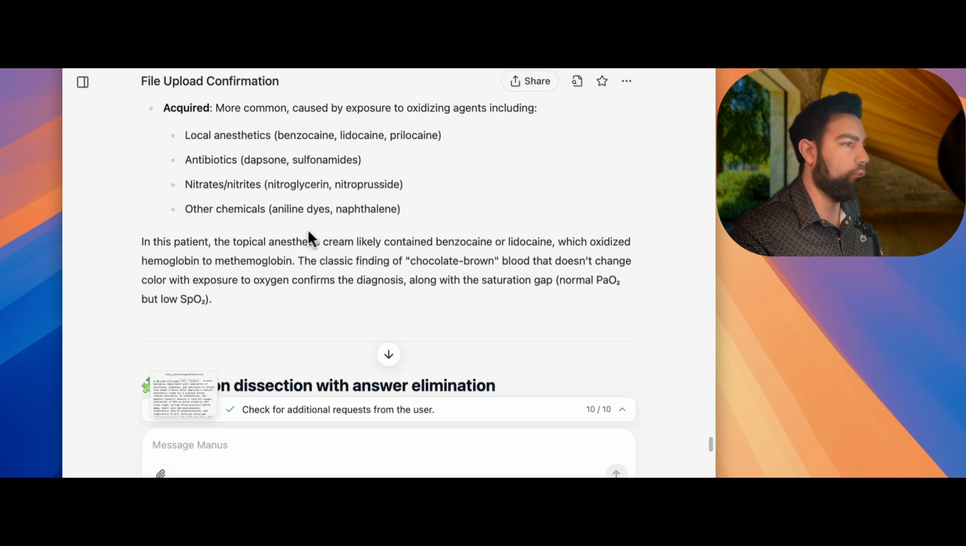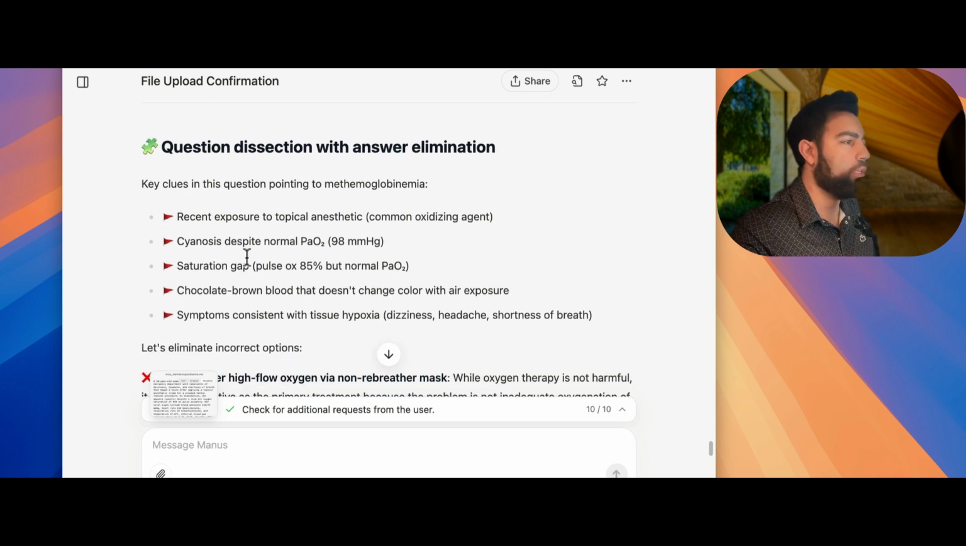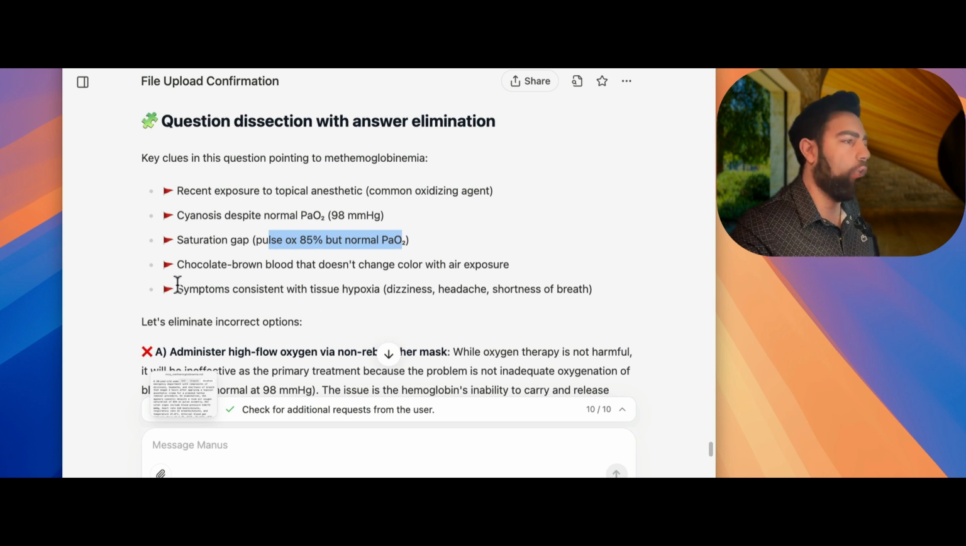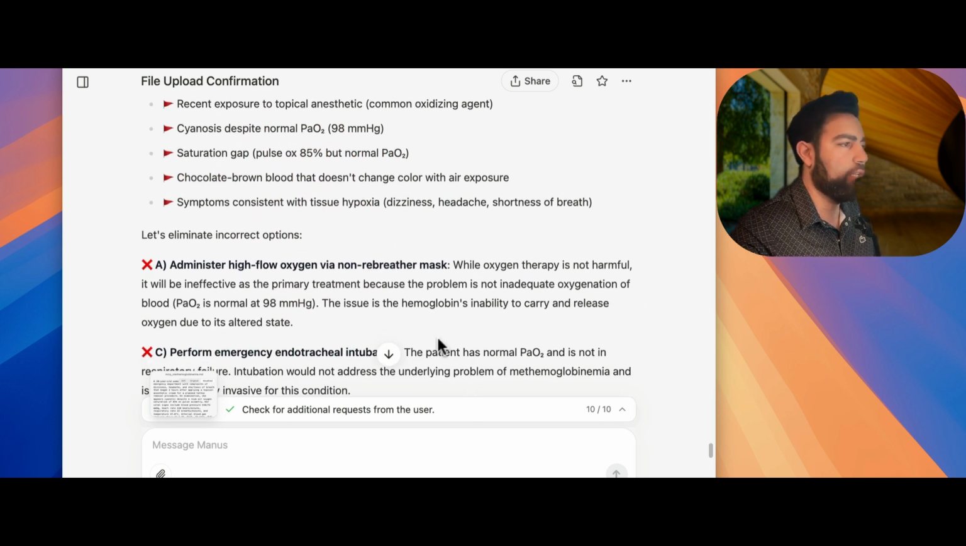So this patient was using a topical anesthetic cream, which likely had benzocaine or lidocaine, and oxidized the hemoglobin to methemoglobin, causing the chocolate brown blood. The key clues were the exposure, the cyanosis, the saturation gap comparing the pulse ox to the ABG O2, the color of the blood, and the symptoms that were very consistent with this.